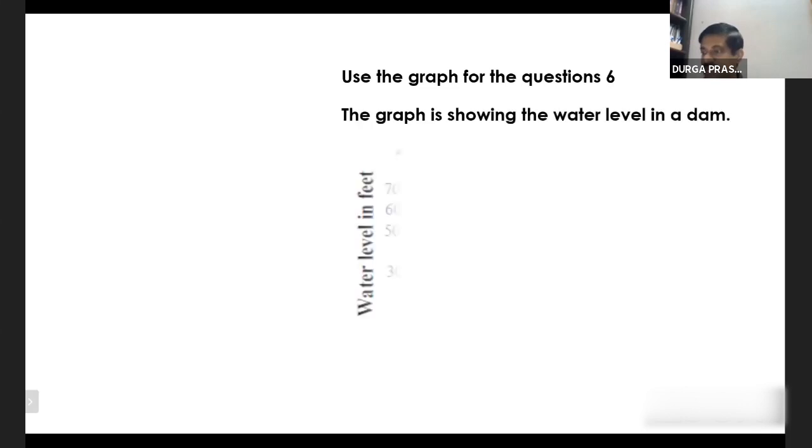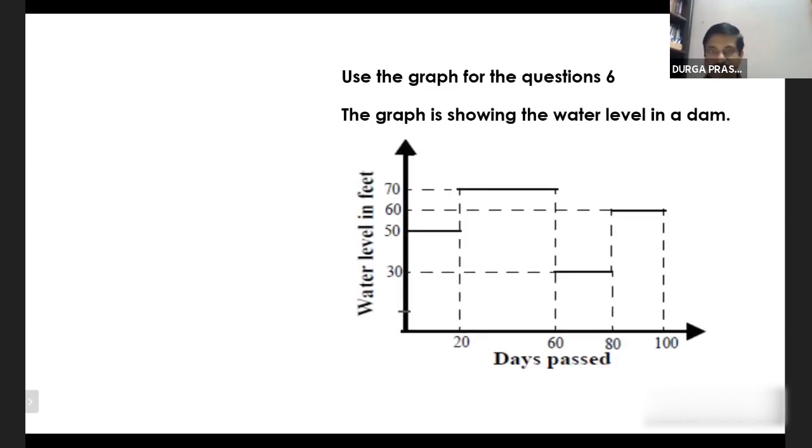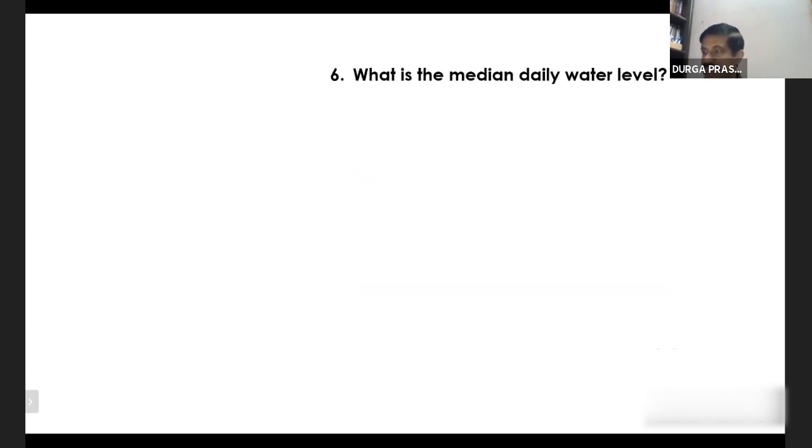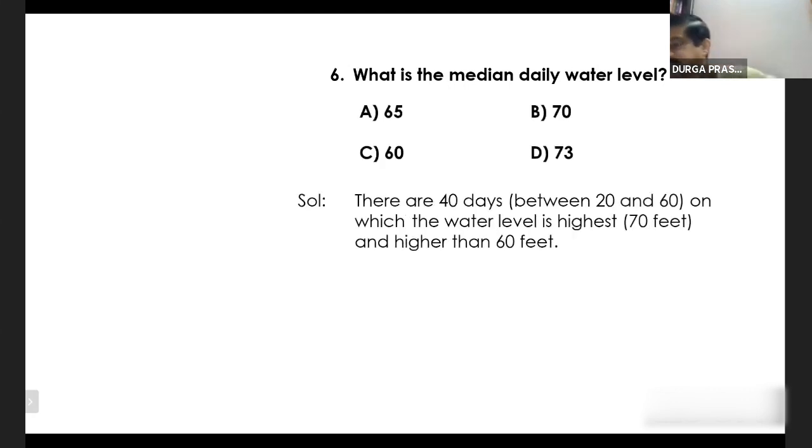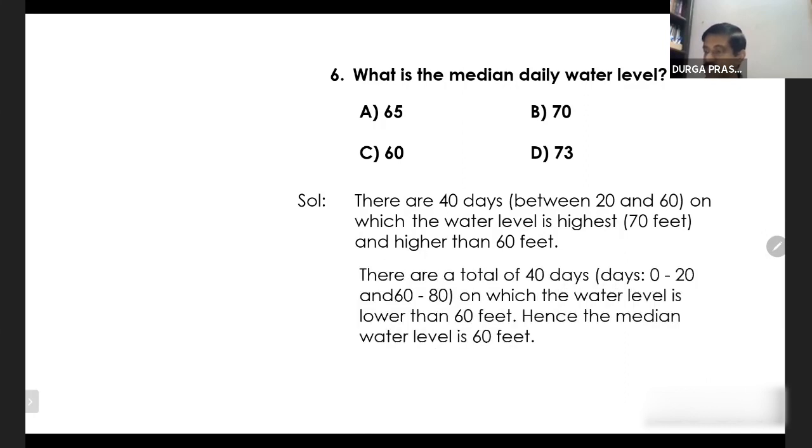So now again, we are using the same graph. Now let us see what is the question. What is the median of the daily water level? Again, some options are given. So there are 40 days between 20 and 60 on which the water level is highest, 70 feet, and higher than 60 feet.